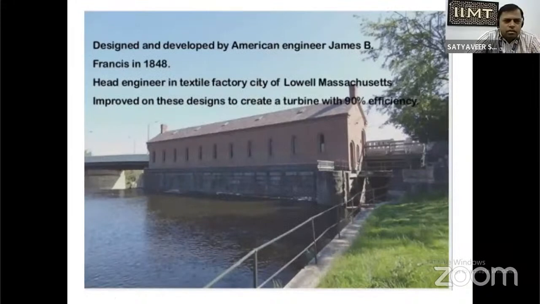We can say that the reaction turbine was designed and developed by the American engineer James Francis. James Francis was the engineer who designed and developed the reaction turbine in 1848. He was head engineer in the textile factory city of Lowell, Massachusetts, and improved the design to create a turbine with 90% efficiency. It means that the reaction turbine created by James Francis has an efficiency of more than or equal to 90%.